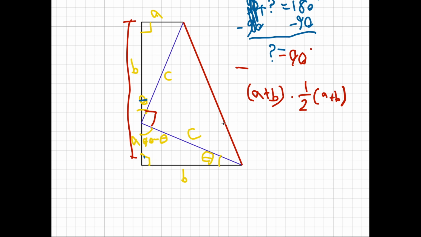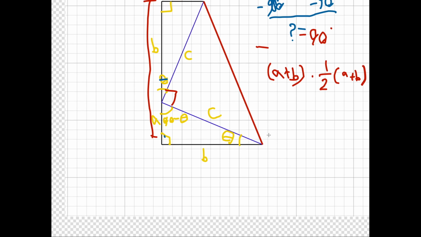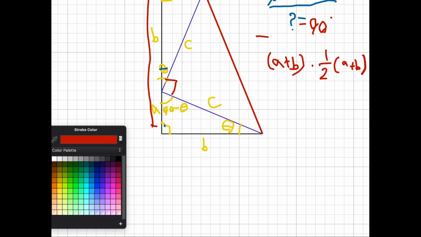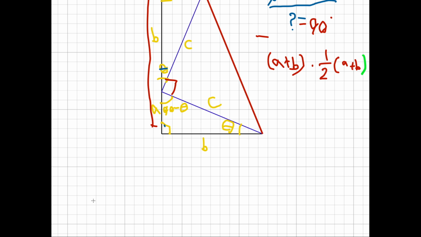Okay, so now we have this equation. So that's one of the sides. That's the area of the trapezoid. And now let's figure out the area by its component parts. So a plus b, I'm just writing the equation up there. A plus b times 1/2 a plus b.